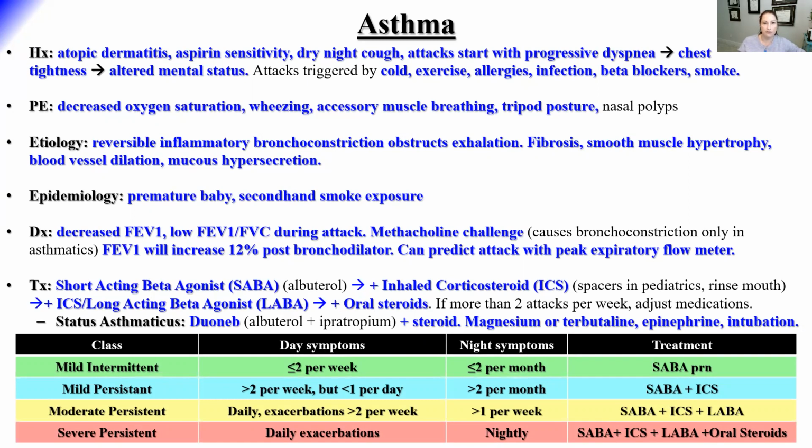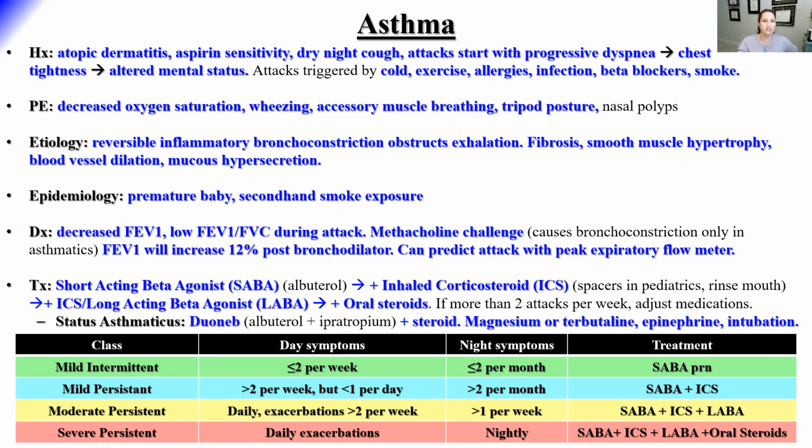On physical exam for asthma: a decreased oxygen saturation, wheezing when you're listening to their airfields, accessory muscle breathing. They are struggling to get air in. That's during the attack. Tripod posturing. They're leaning over, trying to get the air in and out. Remember, tripod posturing is never a good sign. And then in people with asthma, they're more likely to get those nasal polyps that we talked about in your HEENT unit. Most commonly, this is associated with premature babies and secondhand smoke exposure.